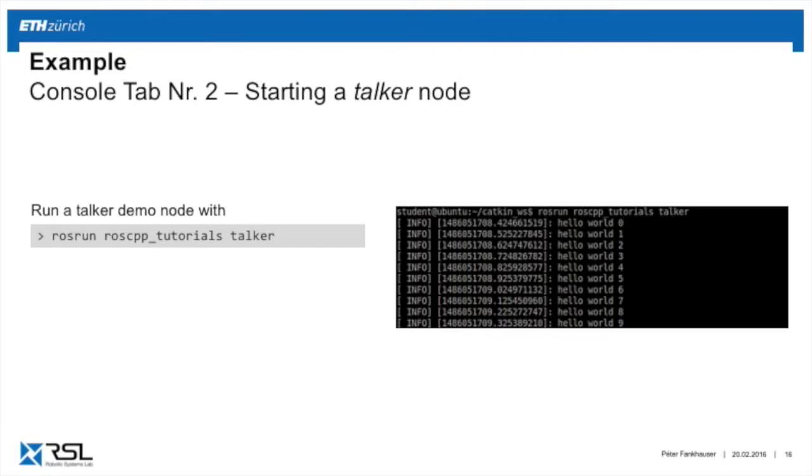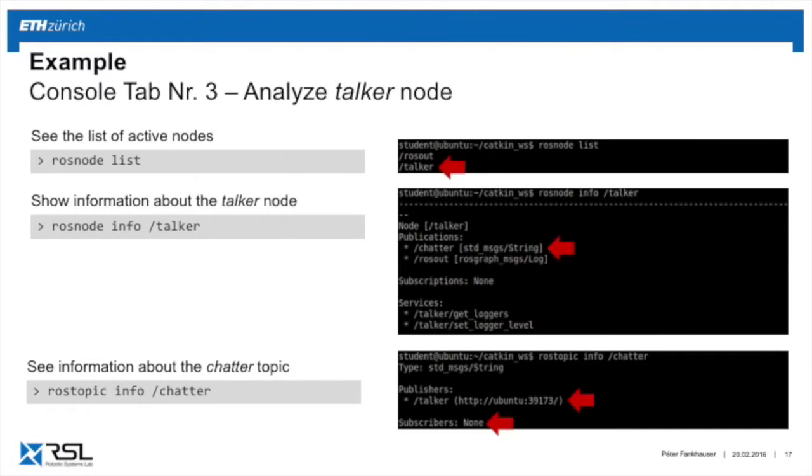Okay. Now you're going to open console number 3. And we're going to look at what is happening right now in your system. By typing in rosnode list, you should see the node which you just started in console number 2. You should see your talker node that you just started. Now, if you want to know more information about the talker node, you can type in rosnode info /talker, which is the name of your node.